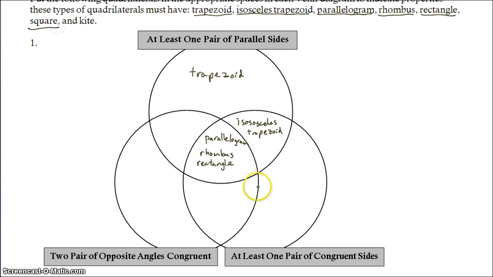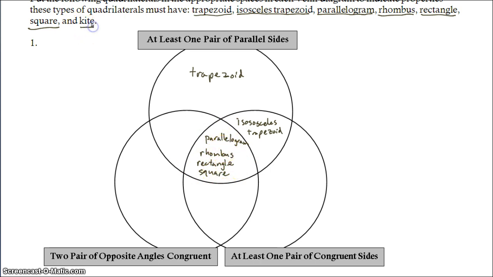A square, at least one pair of parallel sides. Yep. Two pair of opposite angles congruent. Yeah, all four angles are congruent. At least one pair of congruent sides. Yeah, it has all four sides congruent. So a square also goes in the middle. And if you notice, all four of these shapes are all parallelograms.